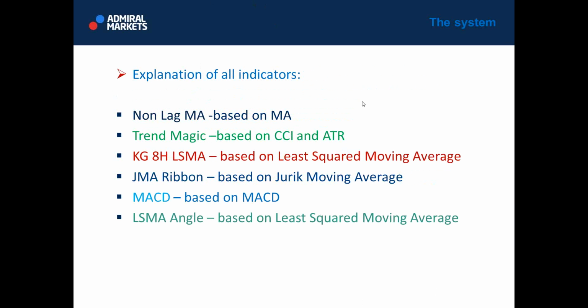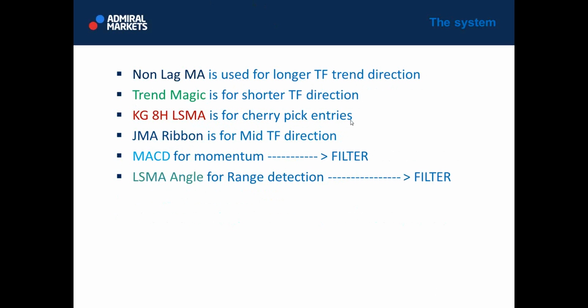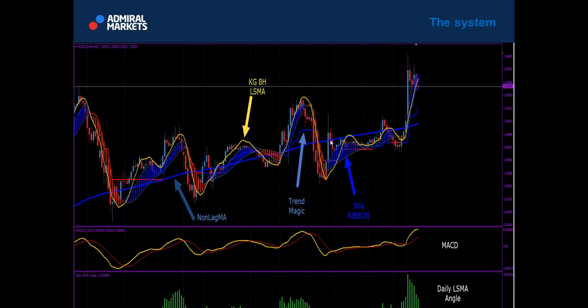Now, explanation of all indicators. Long leg MA is based on MA, so it's a moving average which captures trend. But the good thing is it doesn't repaint, and it always goes in the trend direction. So if you see the angle of long leg MA is to the upside and long leg MA is blue, then the major trend is to the upside, to the long side, bullish.